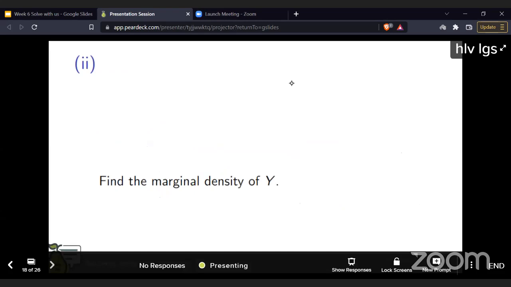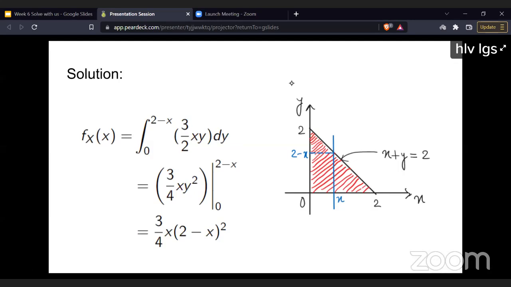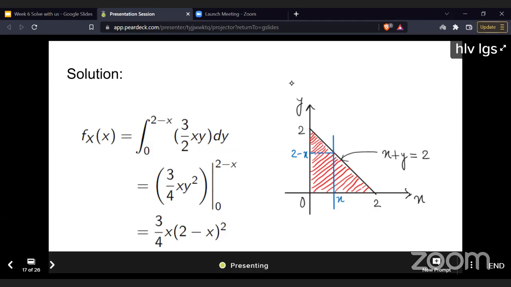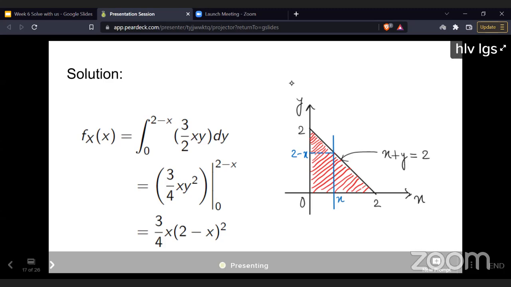Whenever we are given the joint PDF, and the marginal density for X is asked, we have to integrate the joint PDF with respect to Y and express the limit in terms of X. And if it is the marginal density for Y, then it should be with respect to X, and the limit should be expressed in terms of Y, right? Yes. Thank you, ma'am.